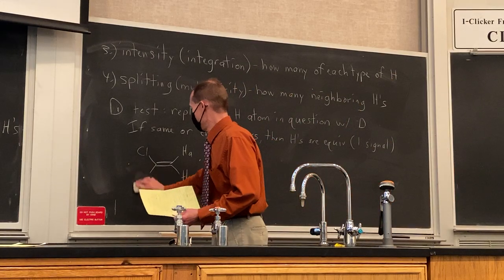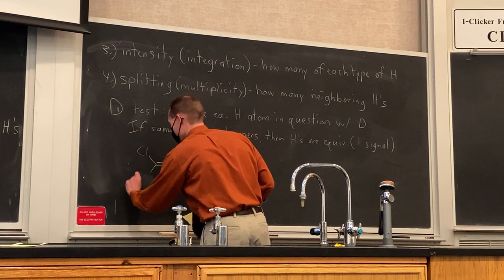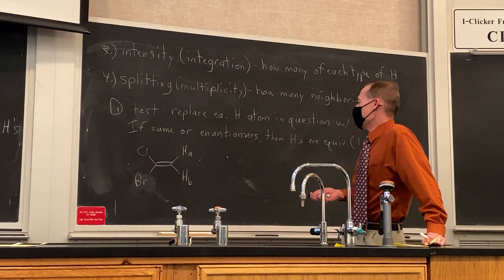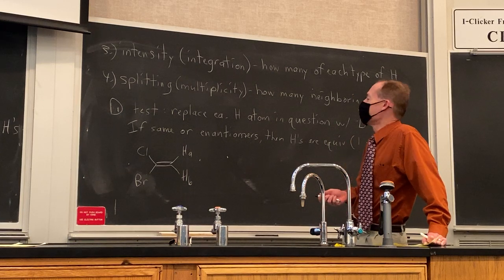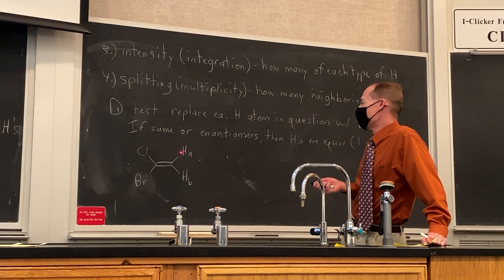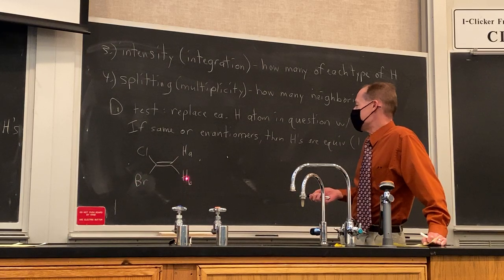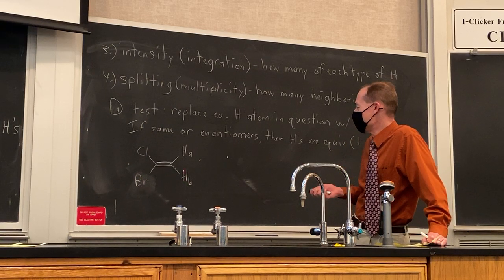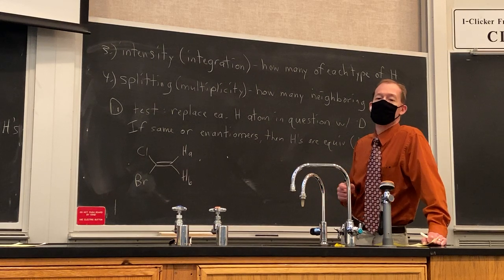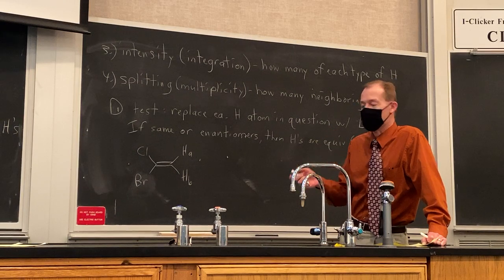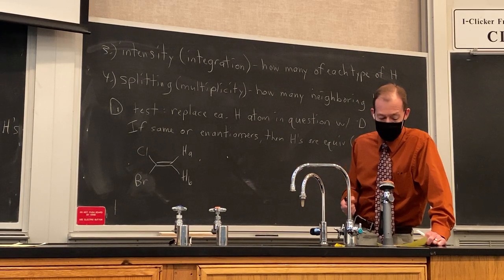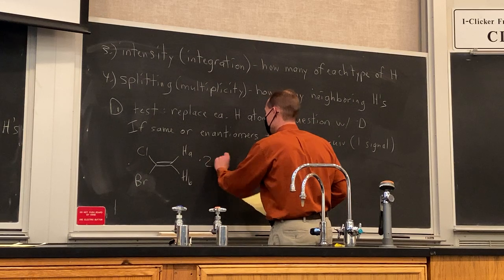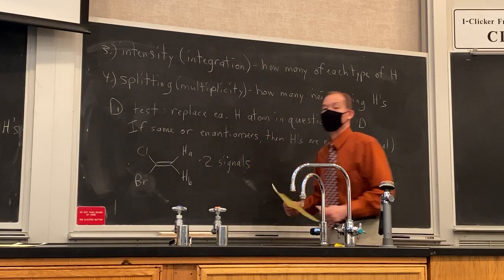However, if we have a chlorine and a bromine on this alkene, now HA is not equivalent to HB. HA is cis to chlorine, trans to bromine. HB is cis to bromine and trans to chlorine. So if we replace each of these hydrogens separately with a deuterium, we would generate two different compounds. They would be diastereomers of each other. And so that tells us that these hydrogens are not equivalent to each other. And in this particular molecule, we would have two signals in the proton NMR.